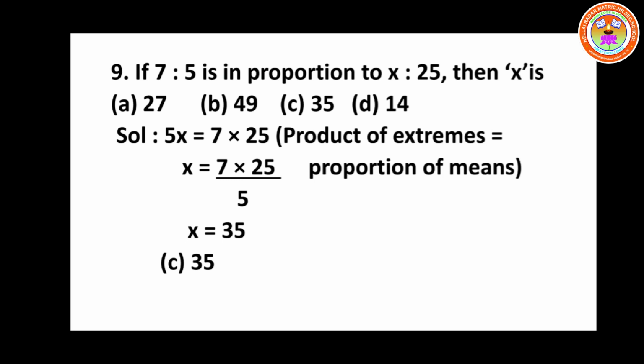Product of the extremes equal to product of means. So you just multiply the means. 5 into x, 5x, equals 7 into 25. Next step, you bring this 5 to the denominator. x is equal to 7 into 25 by 5. You can cancel 5 in 25, 5 times. 5 fives are 25. Cancel. So now multiply the numerator, 7 into 5. 35 is your answer. That is, option C is your answer.